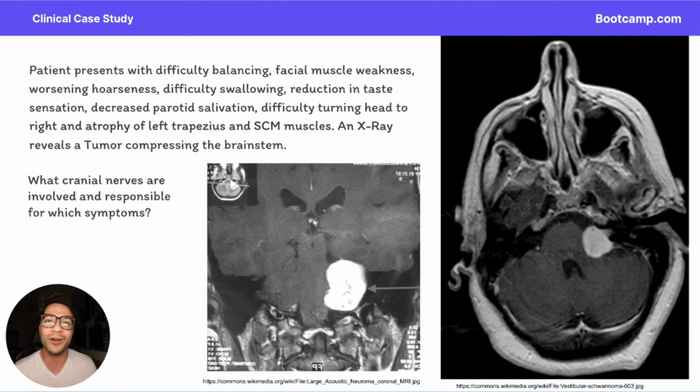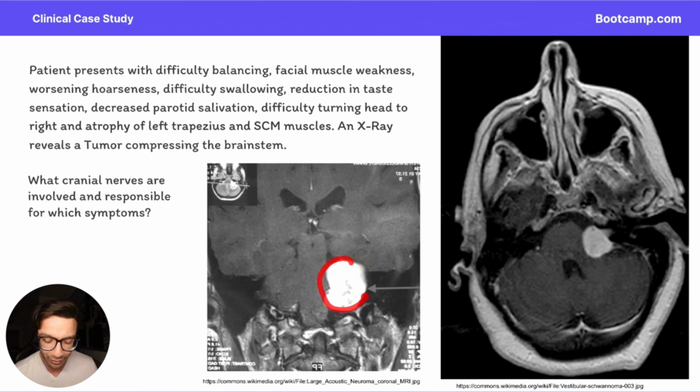All right, we are starting off with another case study. This one is a big one. This time we have a patient presenting with difficulty balancing, facial muscle weakness, worsening hoarseness, so they have a raspy voice, difficulty swallowing, reduction in taste sensation. They have decreased salivation in their parotid gland. They're having difficulty turning their head to the right, as well as atrophy of the left trapezius muscle and SCM muscles. So you order an x-ray and it reveals a huge tumor.